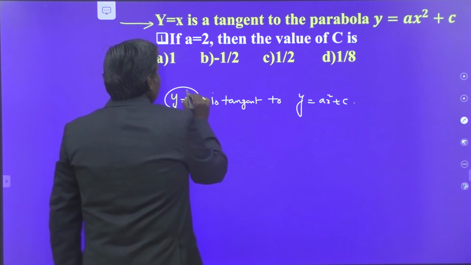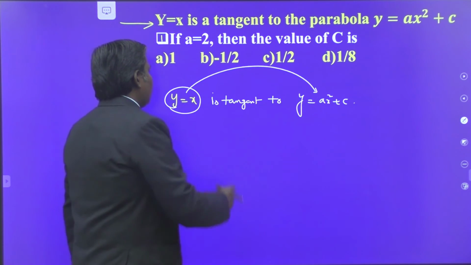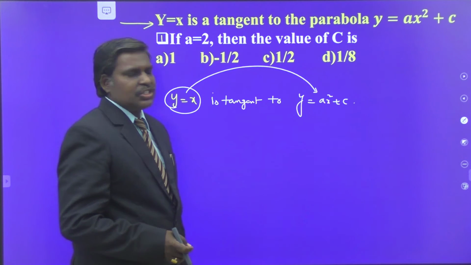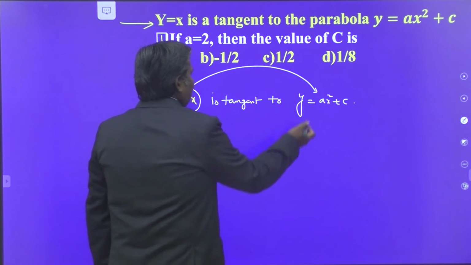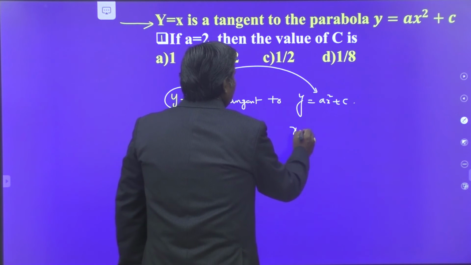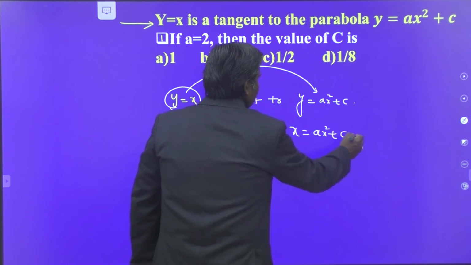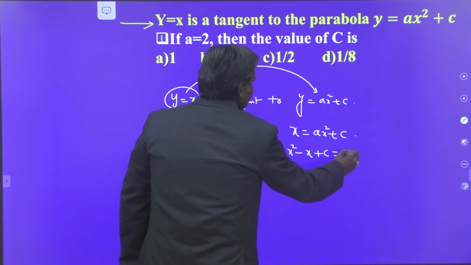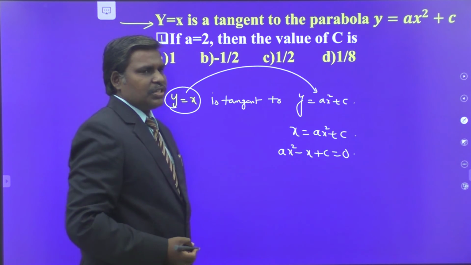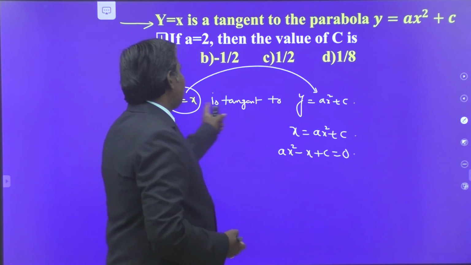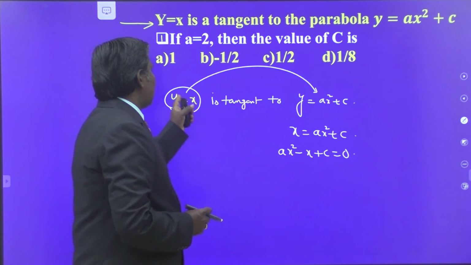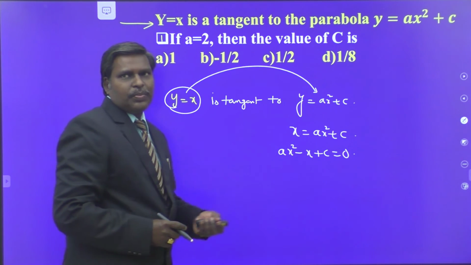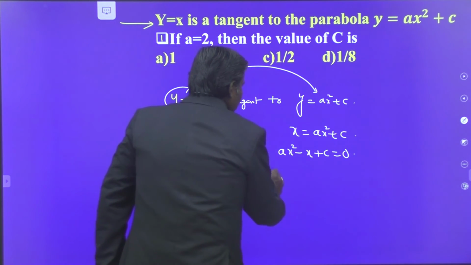When the line is tangent to that curve, that is a second degree curve, you just substitute the line in there, and its b square minus 4ac should be 0 because it is tangent to the curve. So instead of y, you write x is equal to ax square plus c. So ax square minus x plus c is equal to 0. This is a quadratic equation. Its roots are the points of intersection of the line and curve. Since the line is tangent, both points of intersection coincide at one point, which is nothing but the point of contact. So its discriminant must be 0.